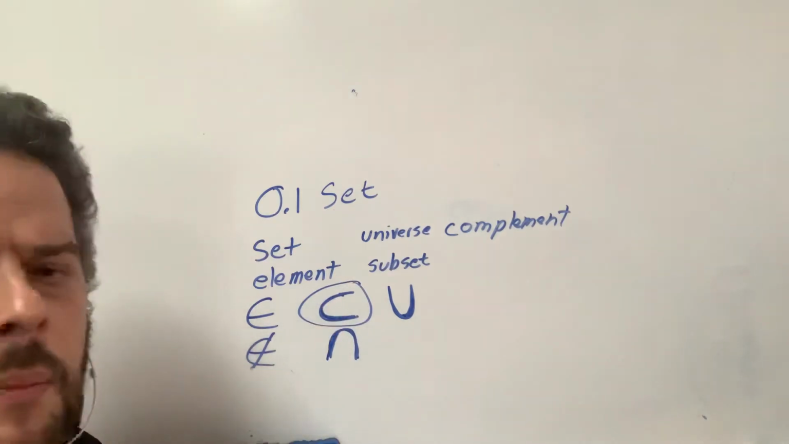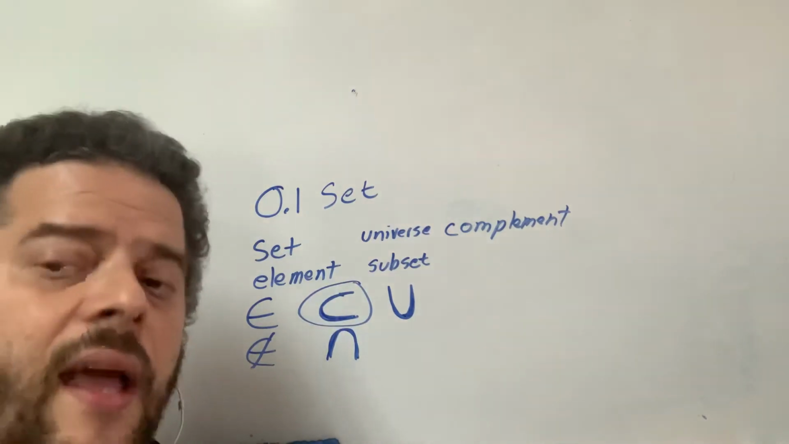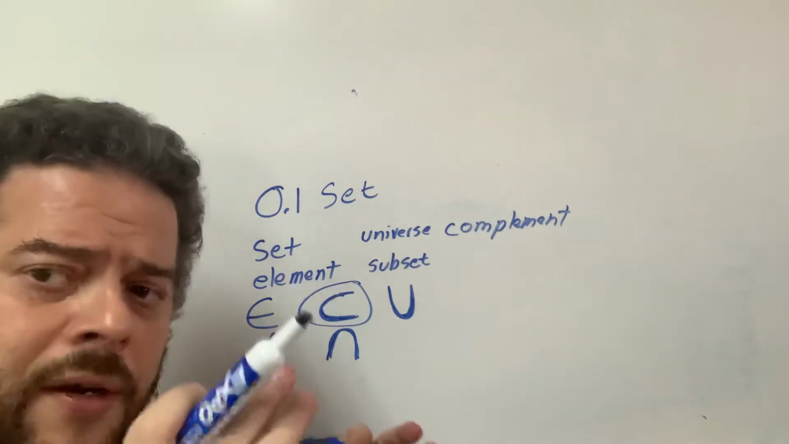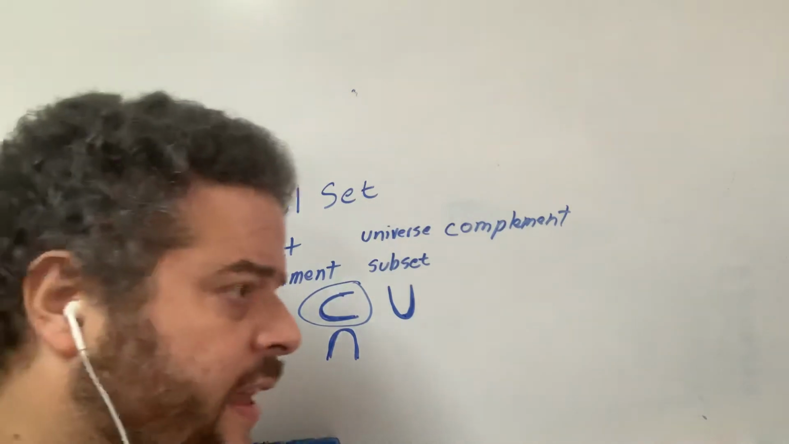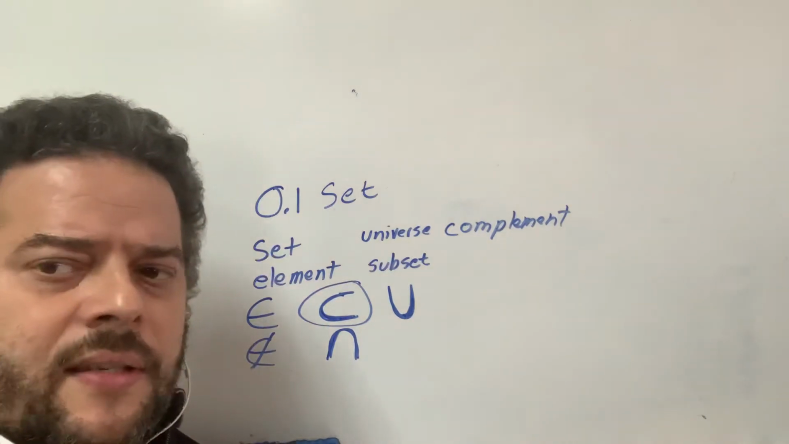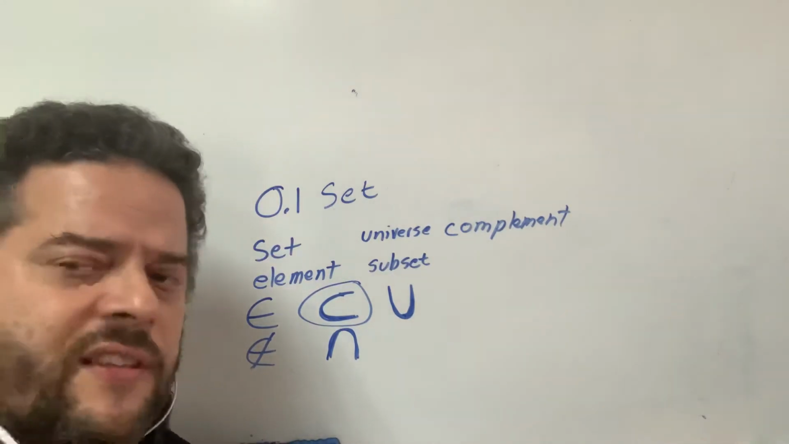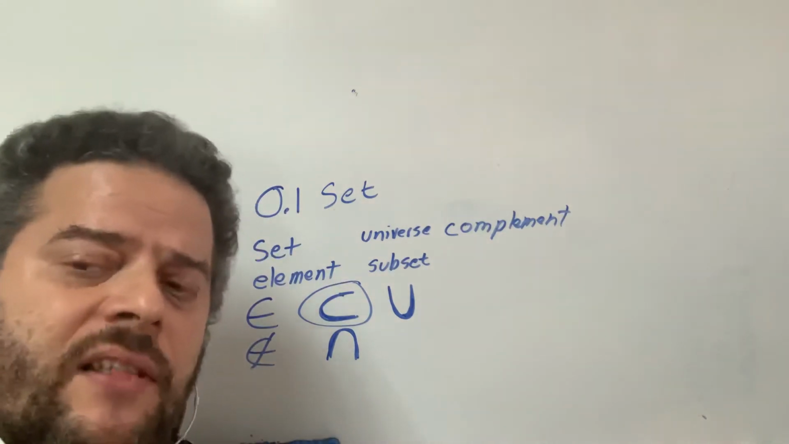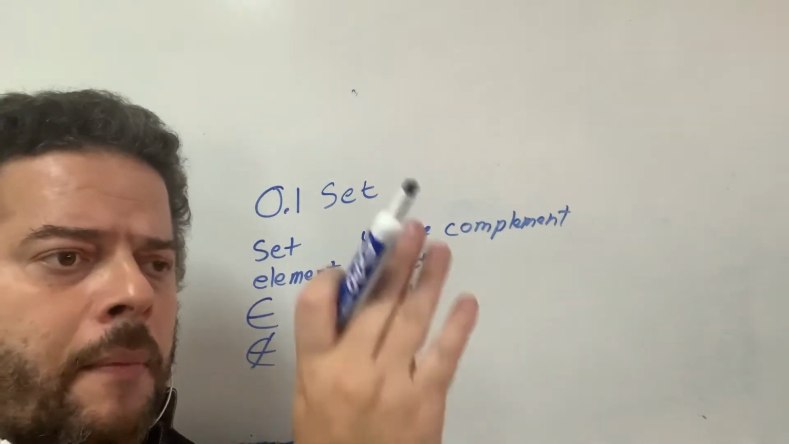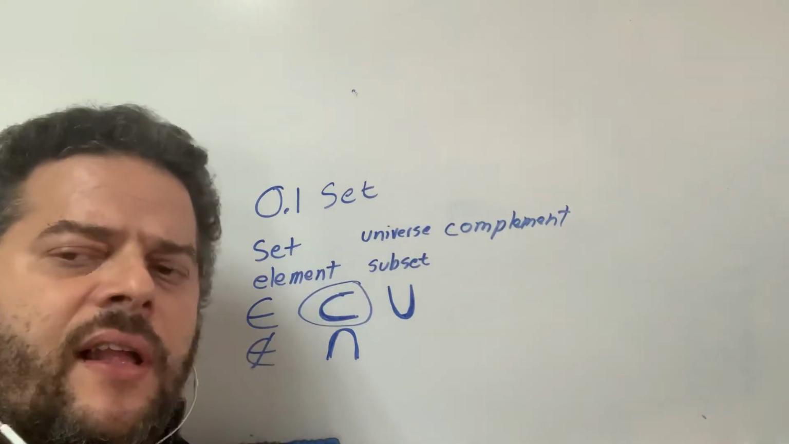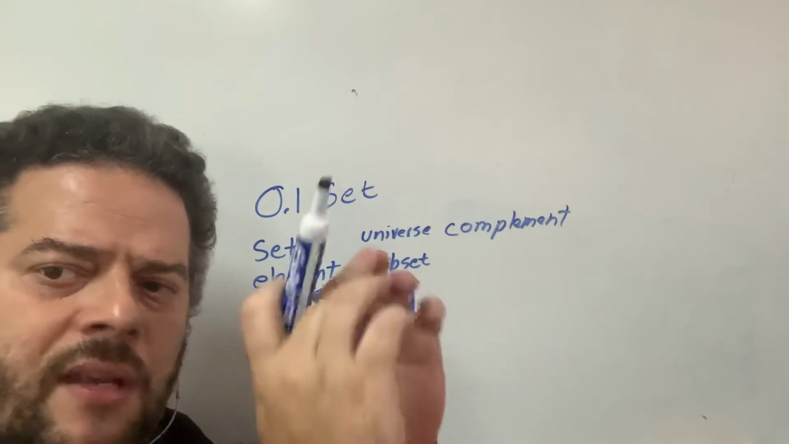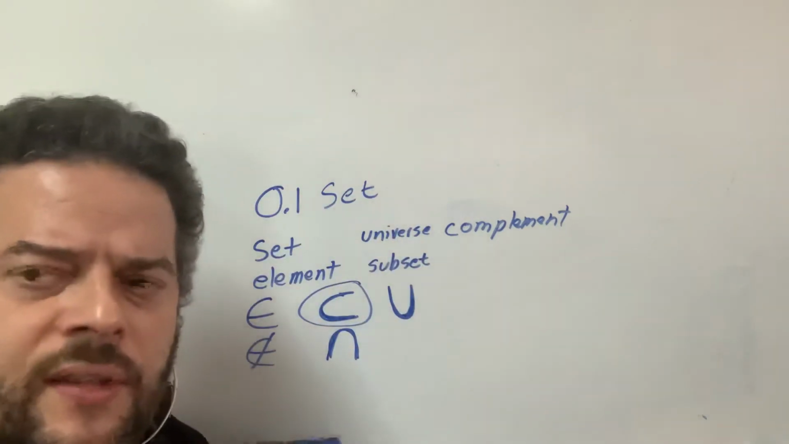And this symbol means subset. A subset is a smaller set within a bigger set. For example, if I say the set is the students in this class, a subset of students in this class could be maybe the male students in this class. Male students in this class would be a smaller subset within the set of students in this class.